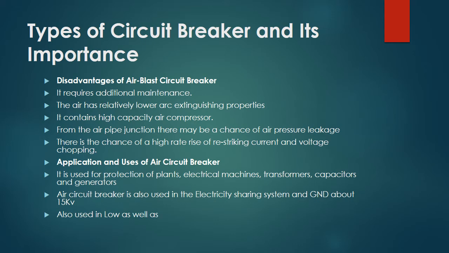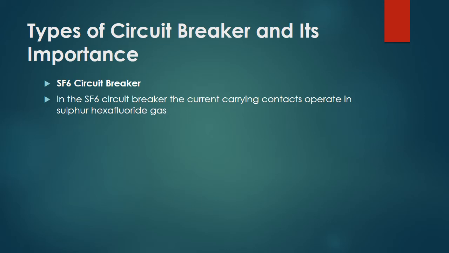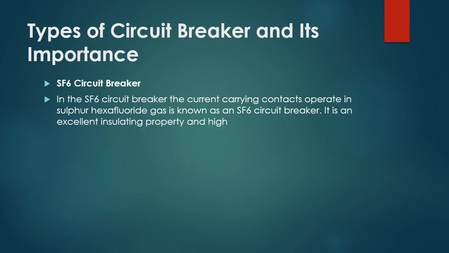Disadvantages of air blast circuit breaker. It requires additional maintenance. The air has relatively lower arc extinguishing properties. It contains a high-capacity air compressor. From the air pipe junction there may be a chance of air pressure leakage. There is the chance of a high rate of rise of restriking current and voltage chopping.